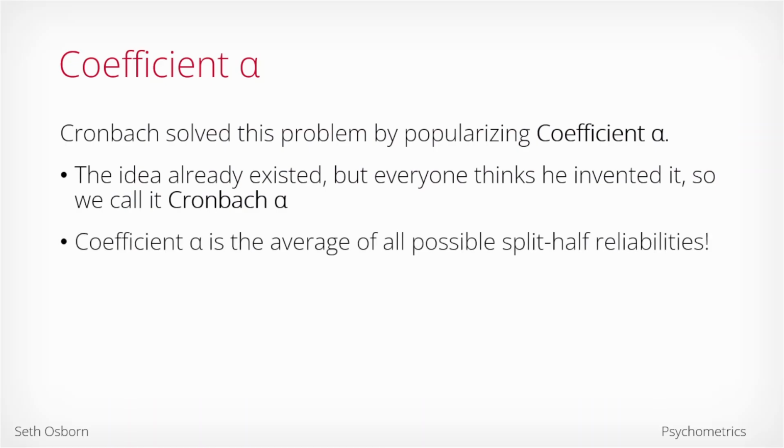So coefficient alpha is the average of all possible split half reliabilities. So it sort of takes that problem of, good idea to cut the test in half and correlate them, but the results change every time. Well, this said, no problem. Let's find what the average would be if we calculated all possible split half reliabilities.